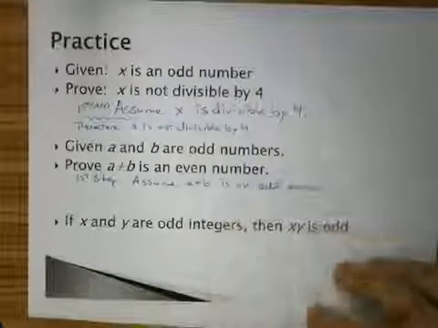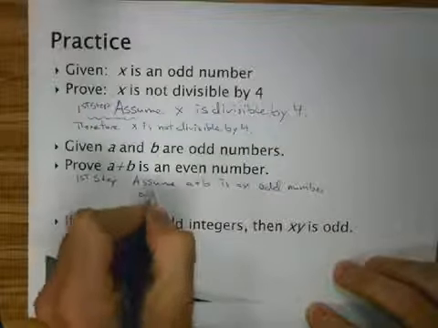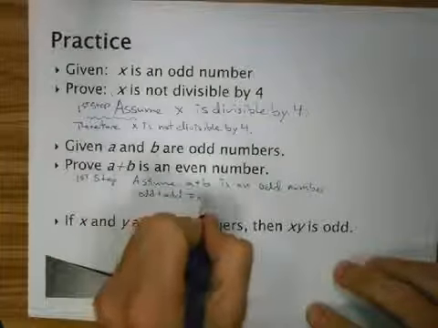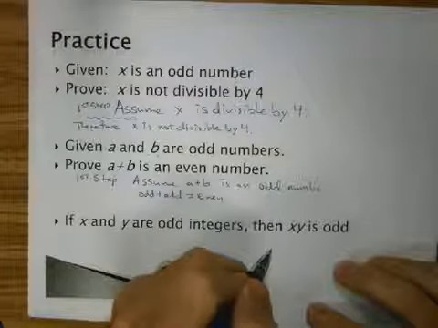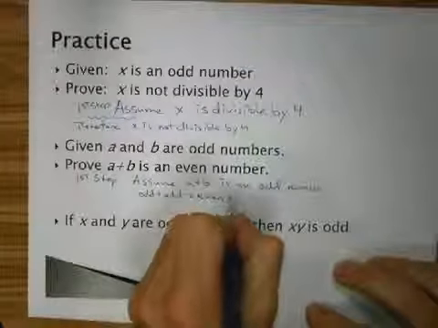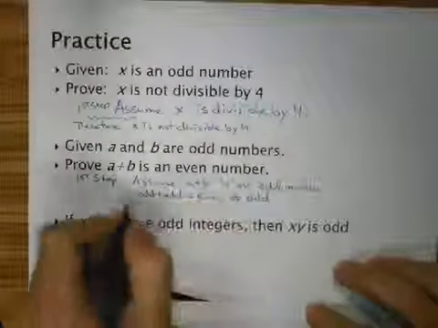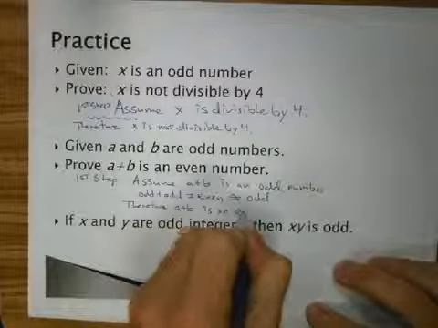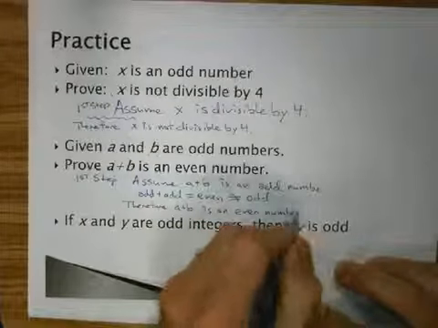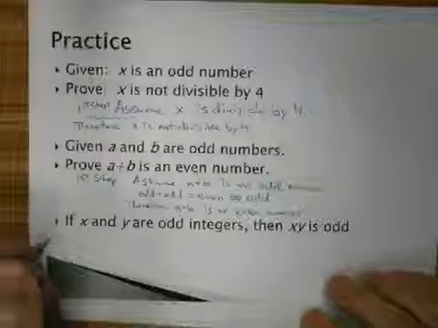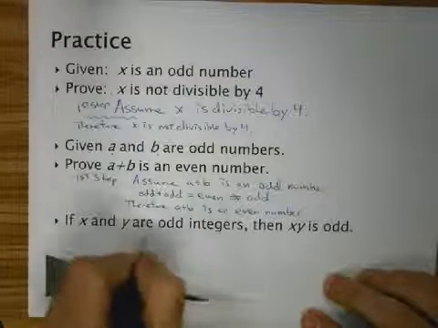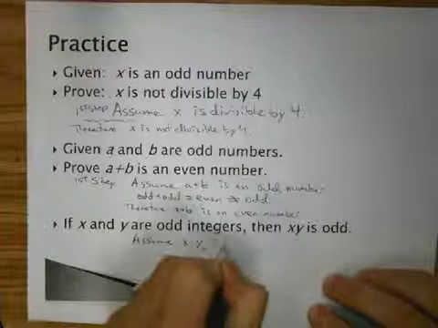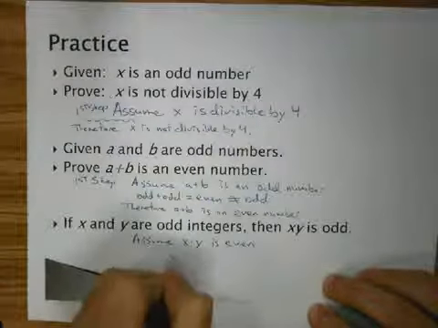Next one, given a and b are odd integers, prove that a plus b is an even number. First step, assume a plus b is an odd number. Now if I add an odd plus an odd, because a and b are both odd numbers, I get an even. Just think of two odd numbers, adding them together. They come out to be even. They always will. Well, this is not an odd number like I just assumed. Therefore, a plus b is an even number. It's almost saying the opposite cannot work, therefore it must be true.